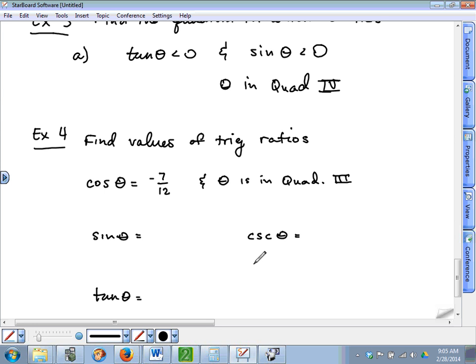Do we know what the secant is? Yeah. So it's 12 over negative 7, or I guess negative 12 over 7. Yeah, it's just the reciprocal of the cosine. So we already know the secant, and then we need to find the cotangent.